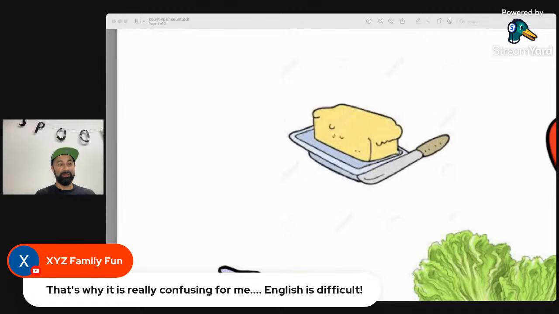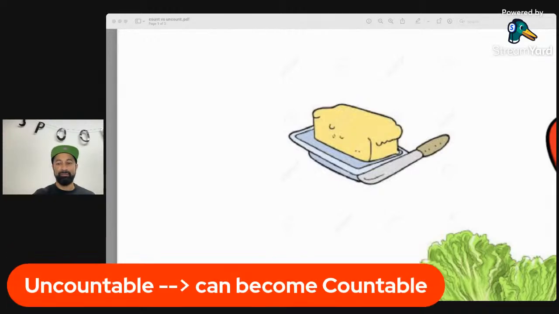Can you count that? All right, it's a hot summer day, the butter is melting. Can you count that? Right? No, you can't count that because it's becoming a liquid. Butter, when hot, becomes a liquid. You cannot count a liquid. All right, so don't worry, XYZ. By the end of this lesson, you will be getting this much easier.